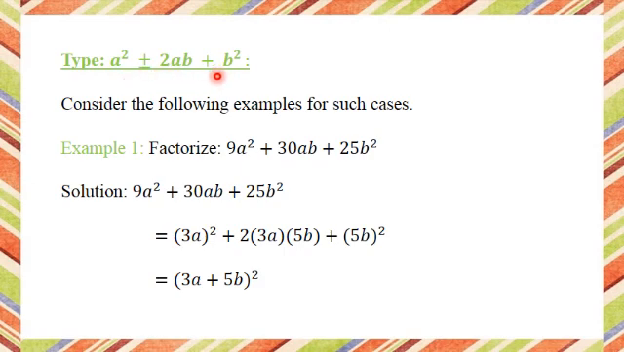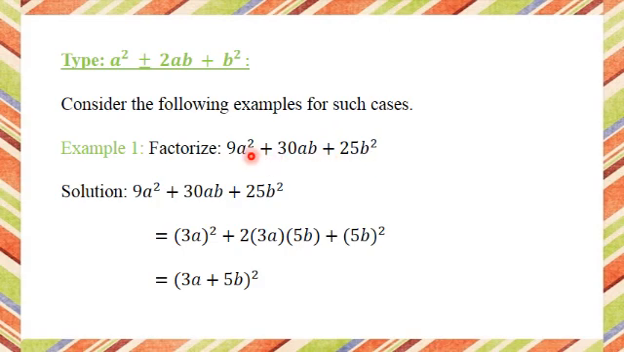Actually, these are two formulas. One is with the plus and one is with the minus sign. And consider the following examples. Factorize 9a square plus 30ab plus 25b square.